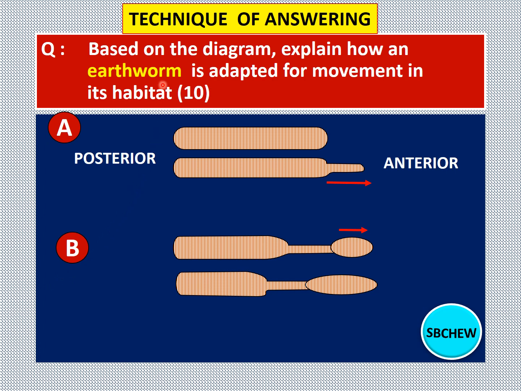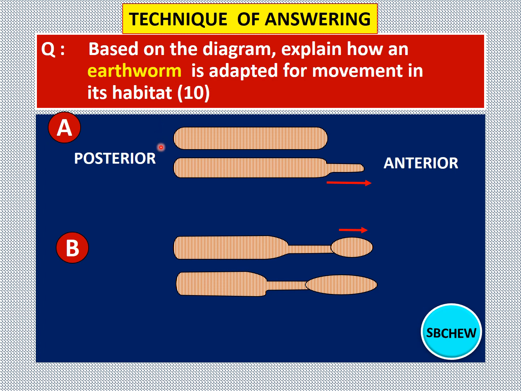So here again is a question that's similar to the first one. Based on the diagram below, explain how an earthworm is adapted for movement in its habitat. 10 marks. It's almost the same question, except that now man is replaced with earthworm.